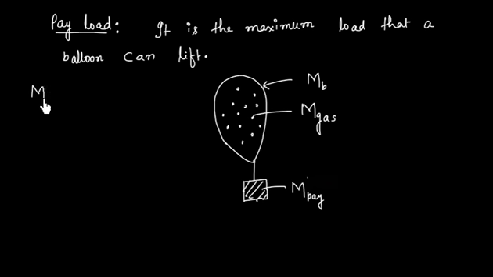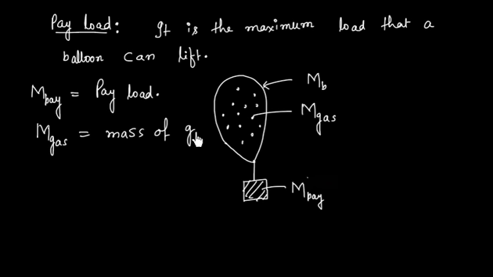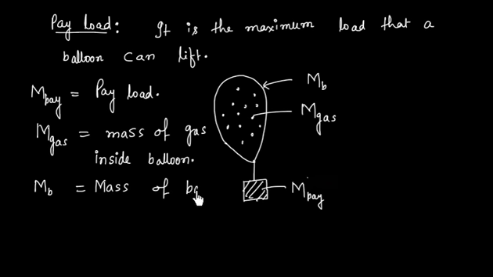So we can write here mp is the payload, m gas is the mass of gas inside the balloon, and mb is the mass of the balloon. Because the balloon can be made up of some rubber, so it will have some mass also. So that is the mass of the balloon.